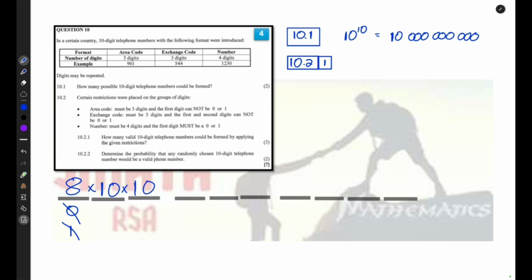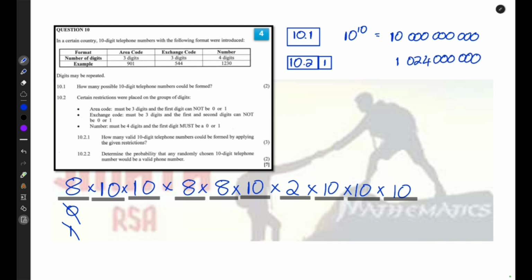And I'm just multiplying. Now, exchange code must be 3 digits, and the first and second digits cannot be 0 or 1. So this is 8 again, and this is then a 10. Now, for the last one, the number must be 4 digits, and the first digit must be a 0 or a 1. So that is 2 possibilities there, and the rest, they did not say anything, so that's all 10 possibilities again. And if I type that whole multiplication sum in my calculator, I get 1024 and then 60. So now question 10.2.2, determine the probability that any randomly chosen 10-digit telephone number would be a valid phone number.